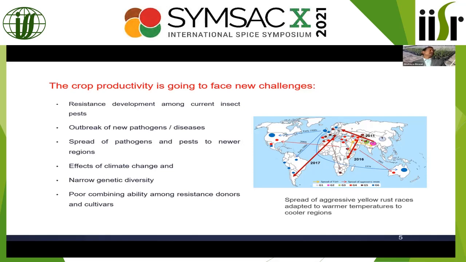But there are some other things, like the spread of pathogens to different horizons. For example, on the right side, you can see the yellow rust, which was usually adapted to a warmer climate. Now it is spreading throughout the world. The effect of climate change, everybody is aware. And one of the side effects of the Green Revolution was that it has narrowed the genetic diversity. And above this, the poor combining ability of the resistant varieties with the elite lines poses a new challenge for the breeders.